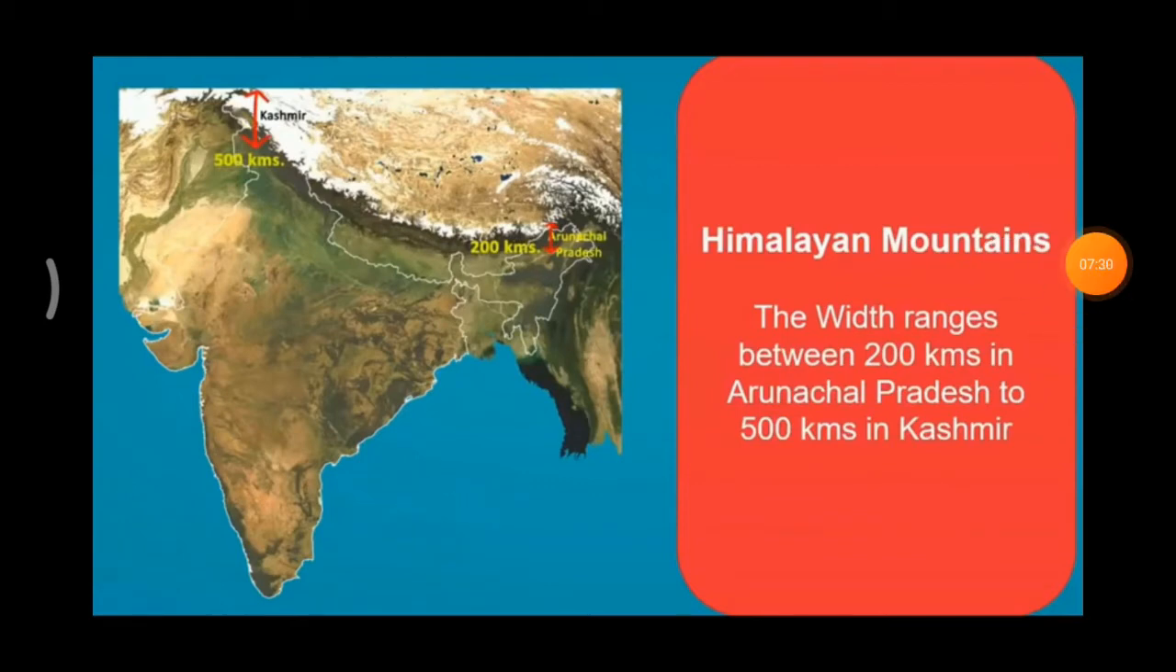The Pamir Knot, popularly known as the roof of the world, is the connecting link between the Himalayas and the high ranges of Central Asia. What is another name of the Pamir Knot? Roof of the world. The term Himalaya is derived from a Sanskrit word. It means abode of snow. It is fully covered with snow.